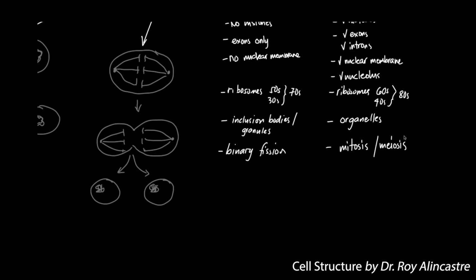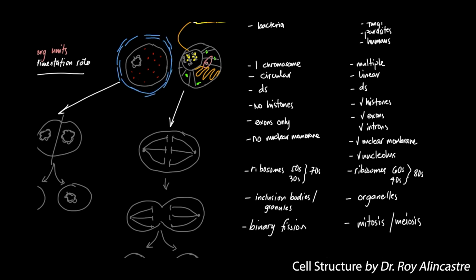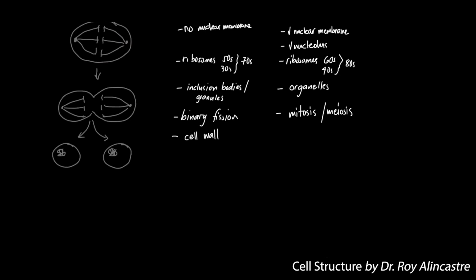Except for some fungi, because while molds divide by mitosis, yeasts replicate by budding. Another difference is the presence of a cell wall in all bacteria except one. Okay, so which bacteria does not have a cell wall? Remember this always, okay? Mycoplasma do not have a cell wall. All other bacteria have a cell wall.